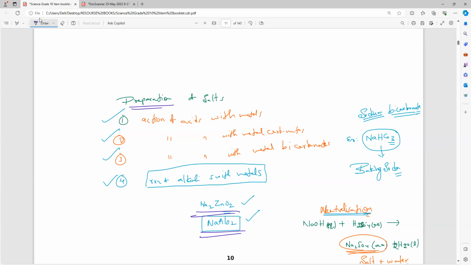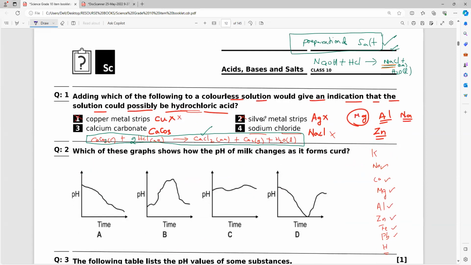See, one single question will define how much concept is behind it. You have to remember. You have to write all the equations, then only you can do it. Okay, everybody? So what is the answer? Calcium carbonate. Clear, everybody? Any doubt? Anybody can ask me. Understand?